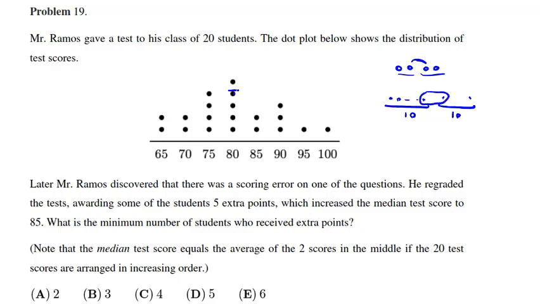So here, 4, 8, 9, 10. The 10th and 11th member. So now, before regrading, the median is 80. But after regrading, some of them have 5 extra points, it should be 85. Now here we can say, okay, if these 4 students go like this to the next one, then the 10th and 11th will be 85. So the answer is 4 or less than or equal to 4.